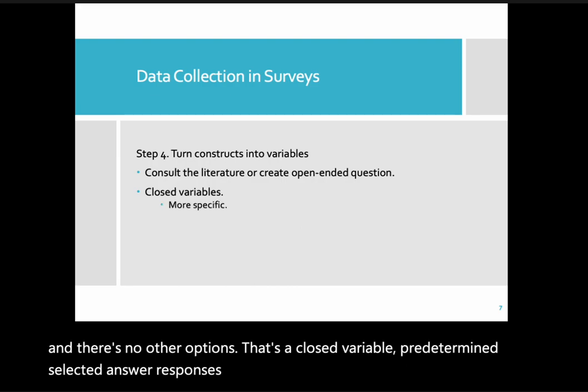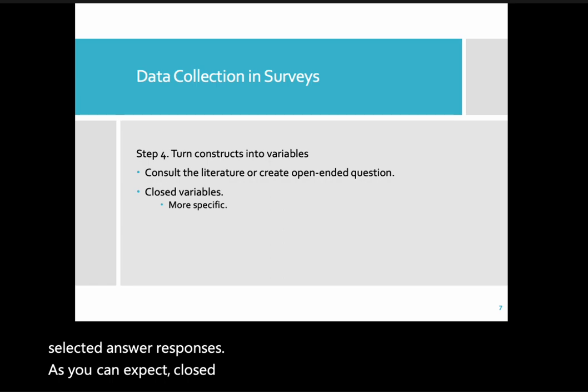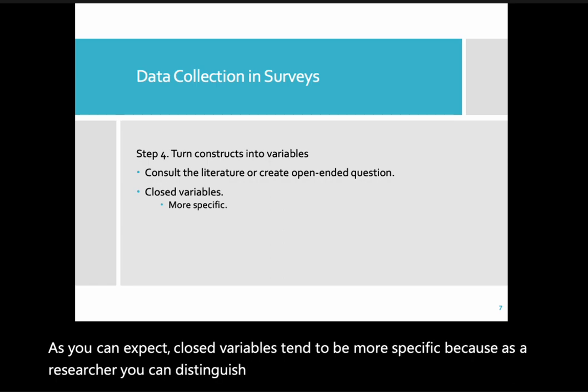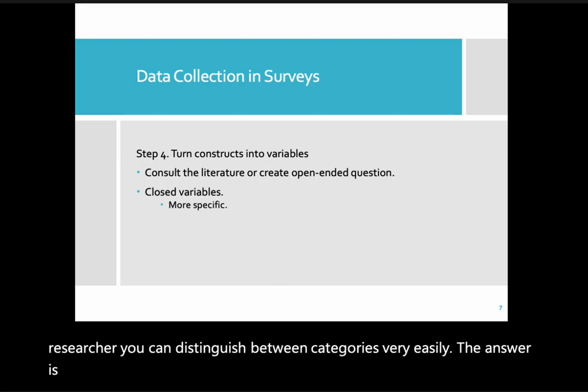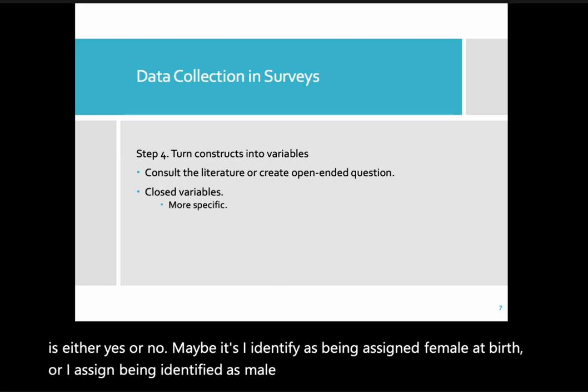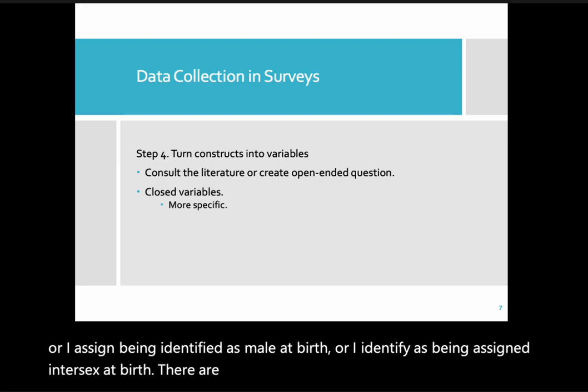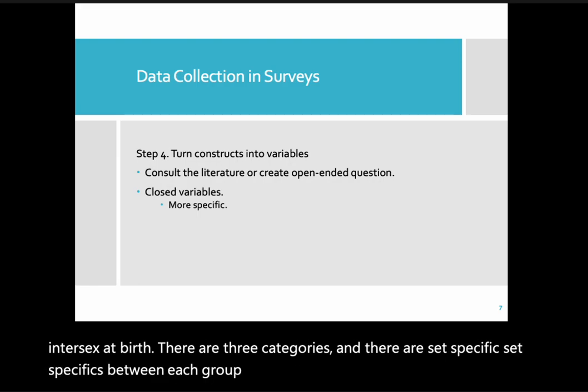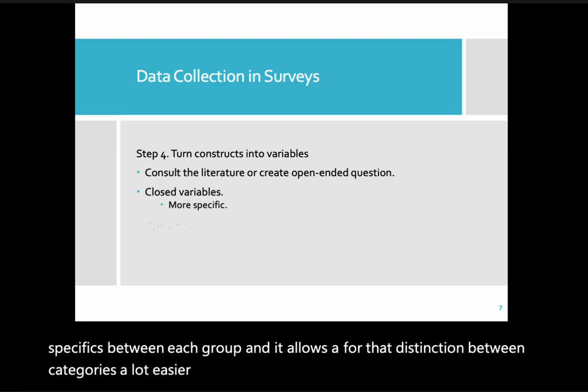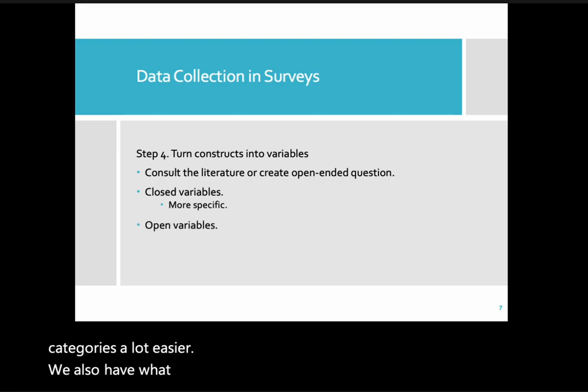As you can expect, closed variables tend to be more specific because as a researcher, you can distinguish between categories very easily. The answer is either yes or no. Maybe it's I identify as being assigned female at birth, or I identify as being assigned male at birth, or I identify as being assigned intersex at birth. There are 3 categories and there are set specifics between each group, and it allows for that distinction between categories a lot easier. We also have what's called open variables.